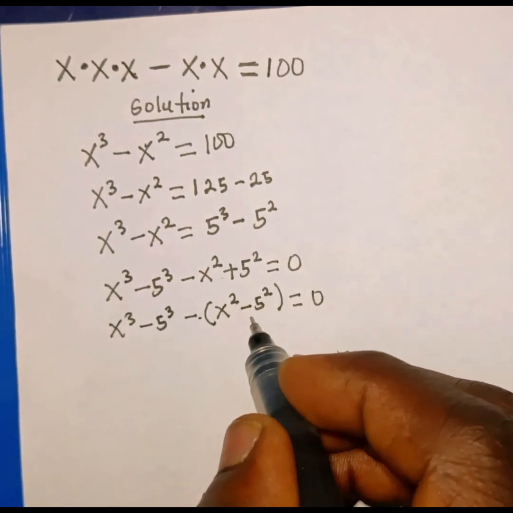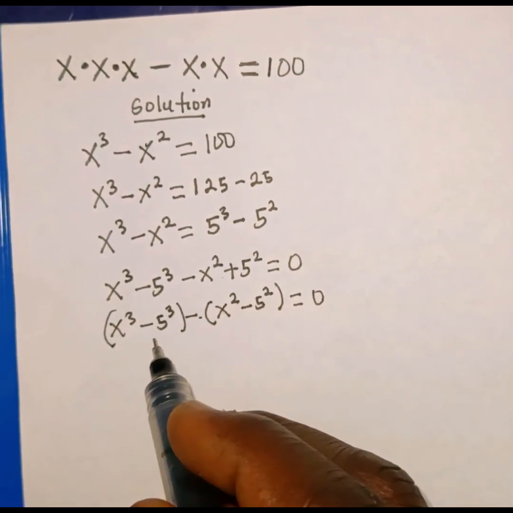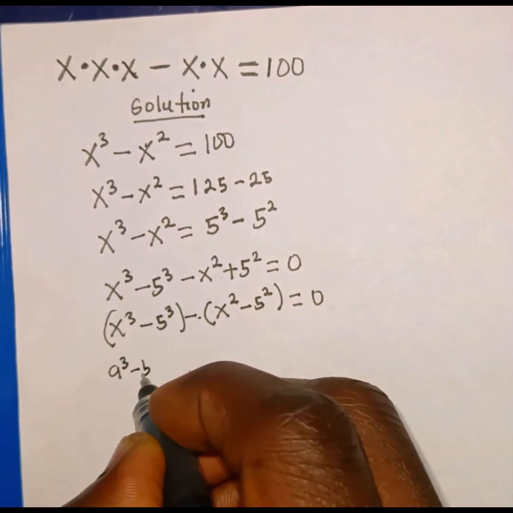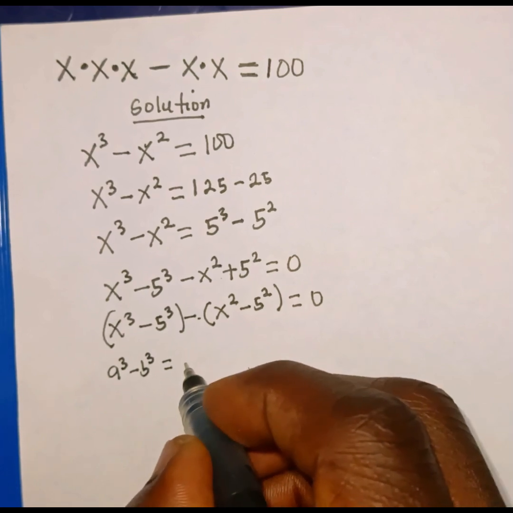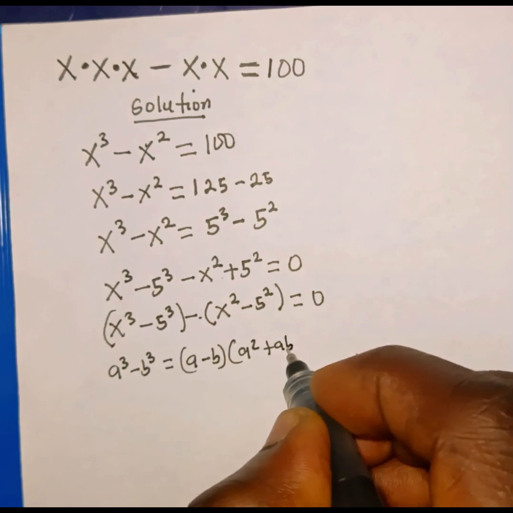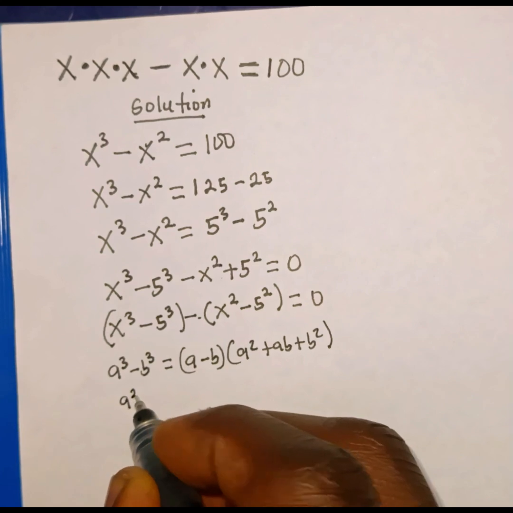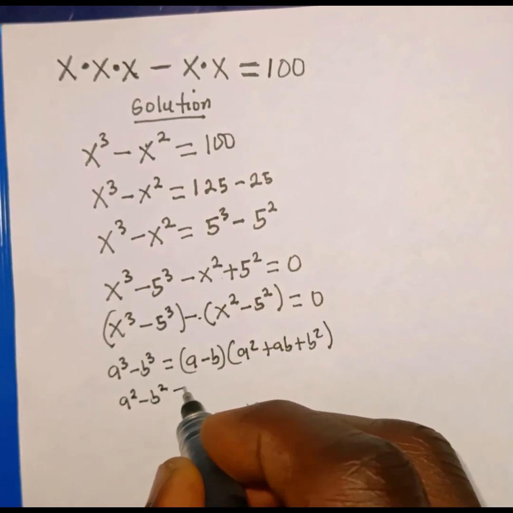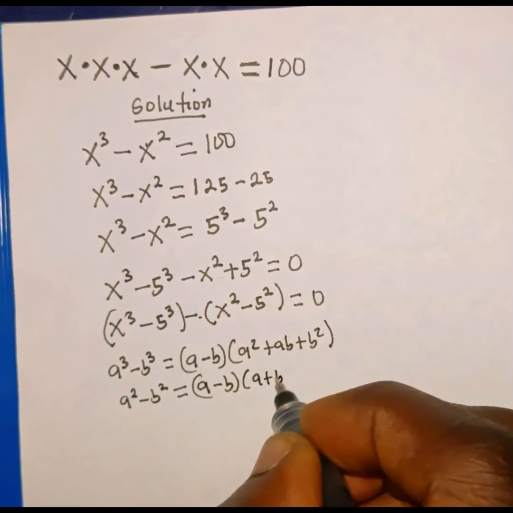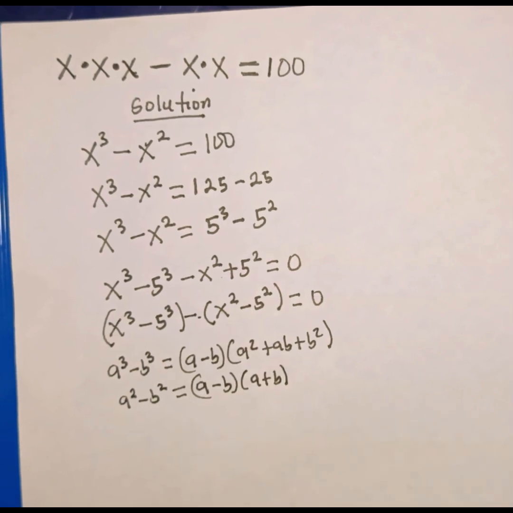Now we have x squared minus 5 squared in the bracket. Also we group the first term so that we can have a difference of cubes and a difference of squares. Now we're going to recall that when we have a to the power 3 minus b to the power 3, this can be simplified as what? a minus b, then multiplied by a squared plus ab plus b squared. And similarly, when we have a to the power 2 minus b to the power of 2, which is a difference of two squares, this can be simplified as what? a minus b, then multiplied by a plus b. So we're going to apply this property to the first bracket, and the second bracket we apply the second property.